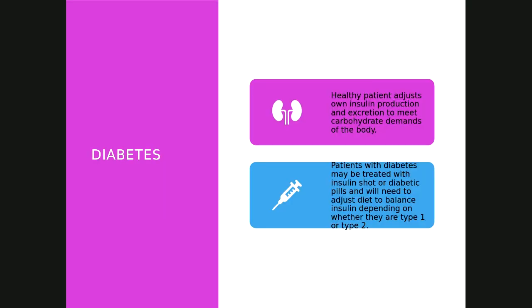A lot of times we have diabetic patients that come in. We try to treat the patients that are diabetic, especially when they have fasting exams. We try and make them first thing in the morning so that they're not having to go long without their insulin. But a healthy patient tends to adjust their own insulin production and excretion in order to meet the carbohydrate demands of the body. Patients that have diabetes, though, can either be treated with insulin shots or diabetic medications, and they have to actually adjust their diet to balance their insulin depending on whether they are type 1 or type 2 diabetics.